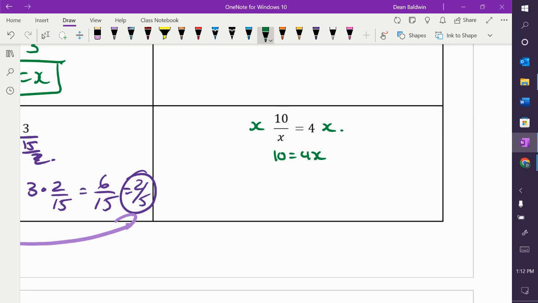Now you get 10 is equal to 4x. What do I do to get rid of the 4? Divide. What's 10 over 4? 2.5, yes. 5 over 2. 10 over 4, divide them both by 2.